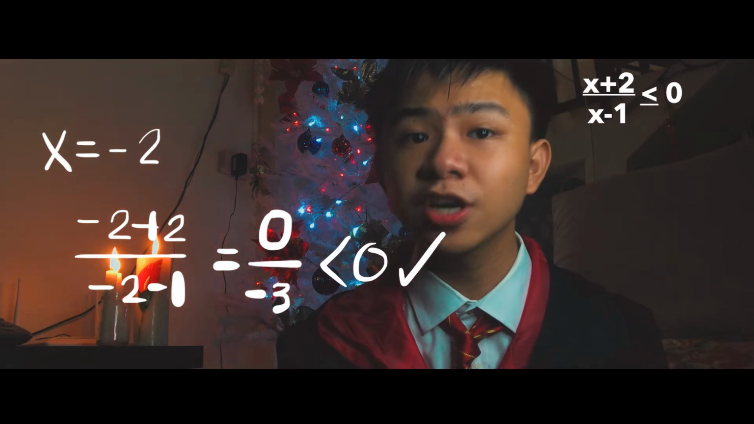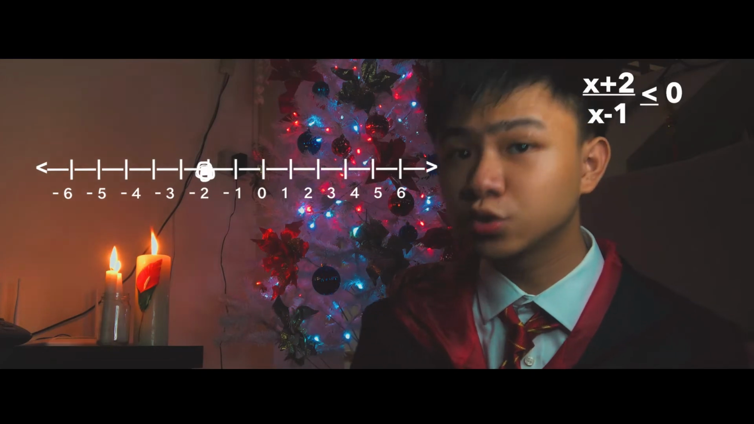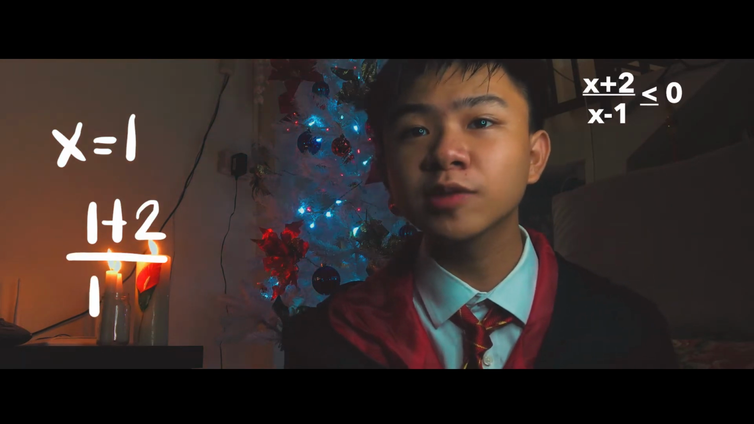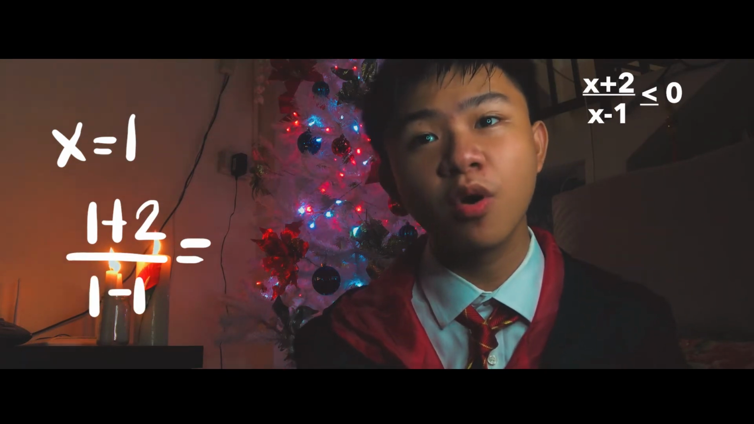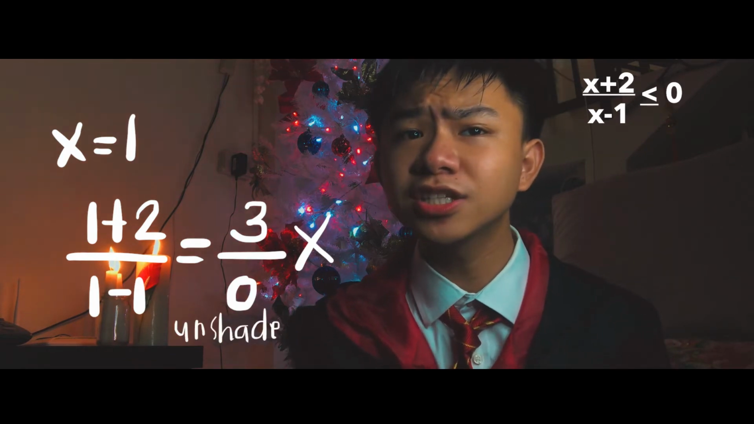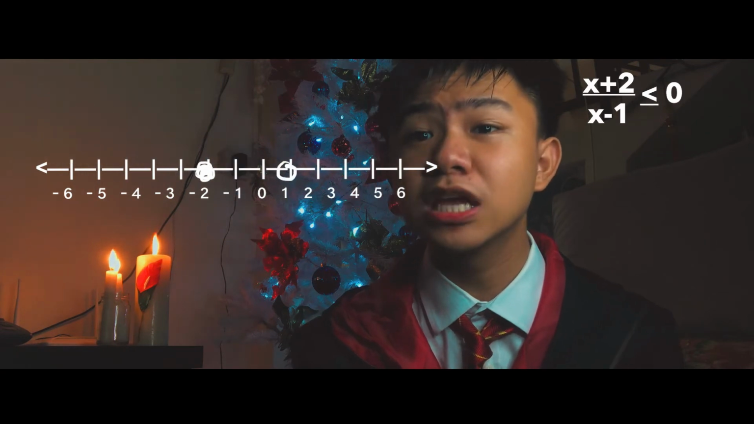So in our interval graph, we are going to shade negative 2. On the other hand, x = 1 substituted to all the x's, its result will be 3 over 0, which is undefined. So it is unshaded in our interval graph because it is not less than 0. Now that we have the points in our interval line, we are going to create a table of signs.